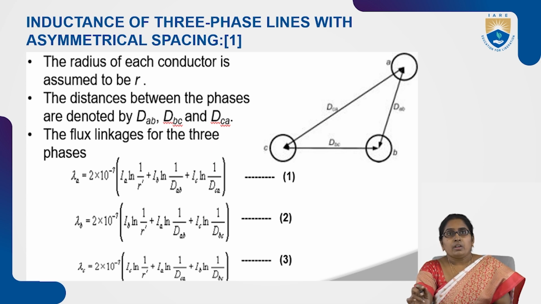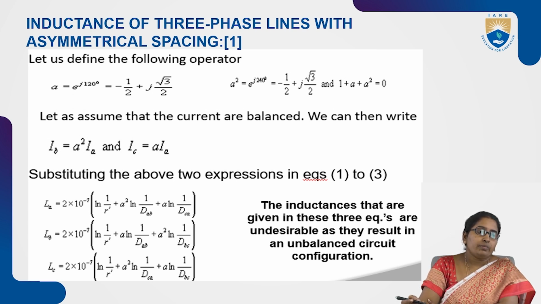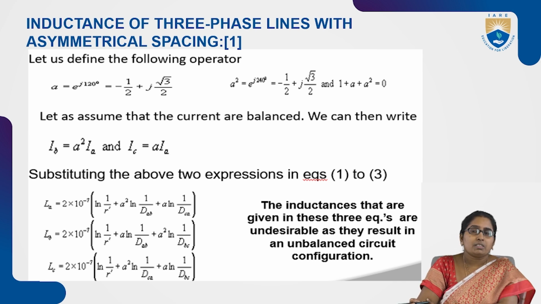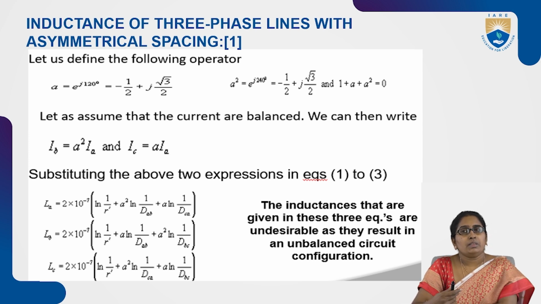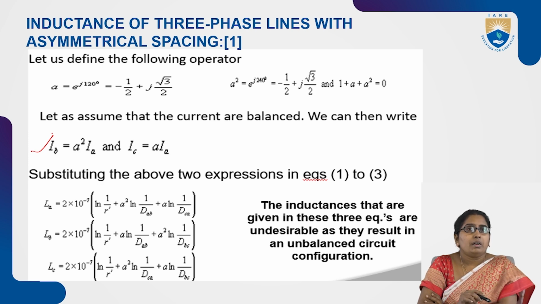Next, to get the inductance expression, finally we want to write the inductance expression. But if we see in the flux linkages expressions, there are three currents related to the phases: Ia, Ib, Ic. So in order to get the relation between them, consider a three-phase system, as we know from the basic knowledge.